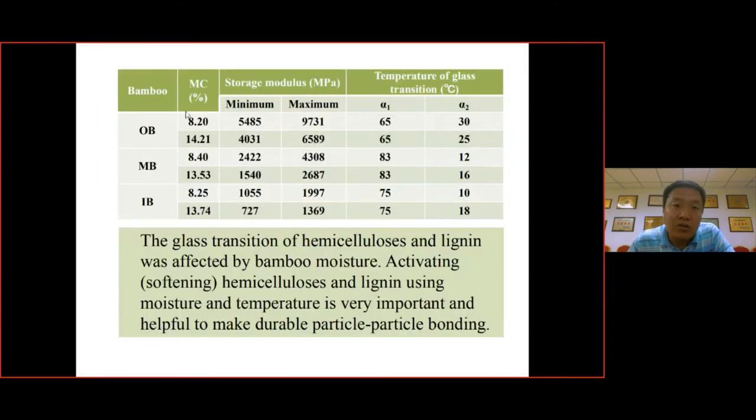According to the result of this table, we found that the moisture content has a significant impact on the storage modulus and the glass transition temperature of the bamboo materials. Activating hemicellulose and lignin using moisture and temperature is very important and helpful to make durable particle-to-particle bonding.